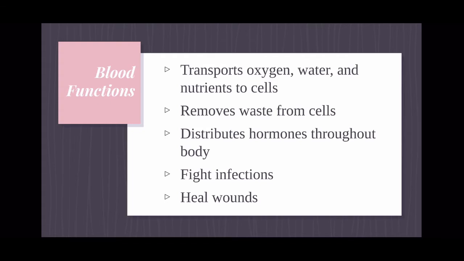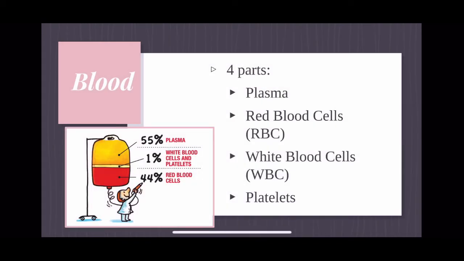So those are the 5 functions of blood. Transports oxygen, water, and nutrients, removes waste from cells, distributes hormones throughout the body, fights infections, and heals wounds. Now let's get into the 4 parts of blood.